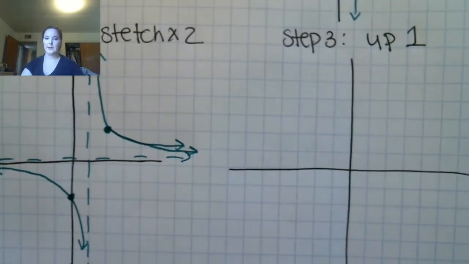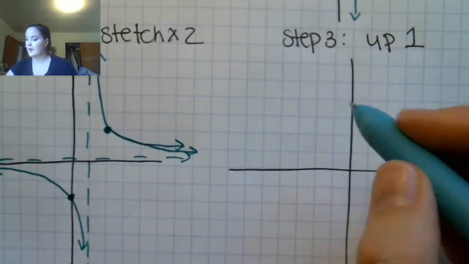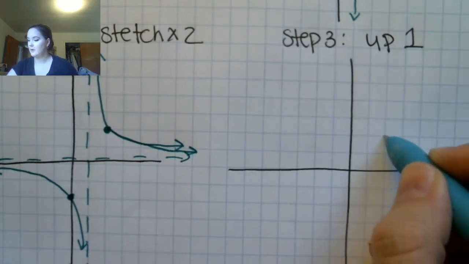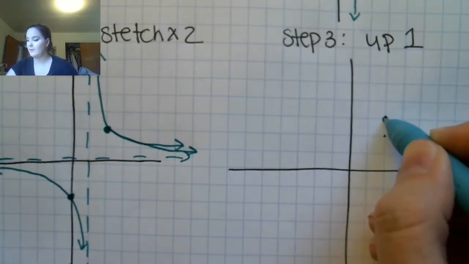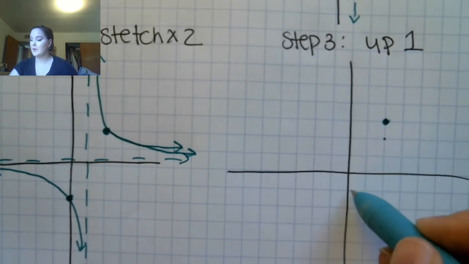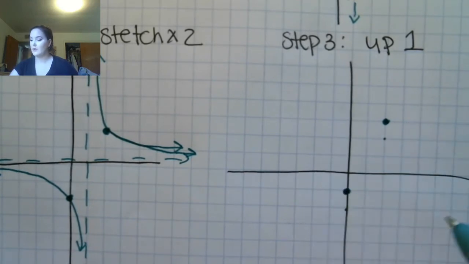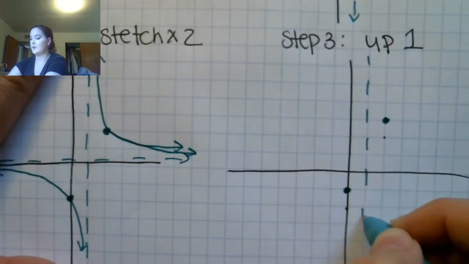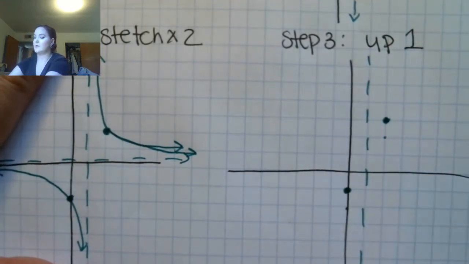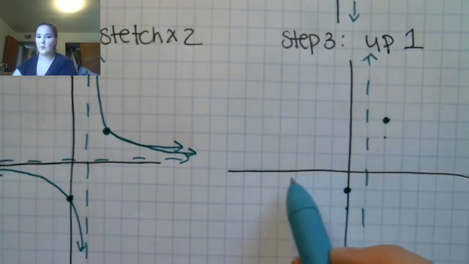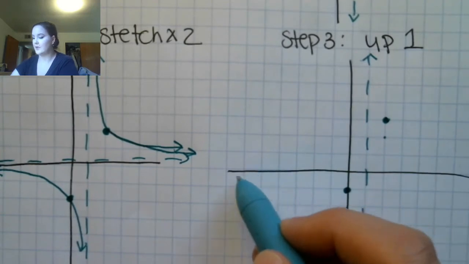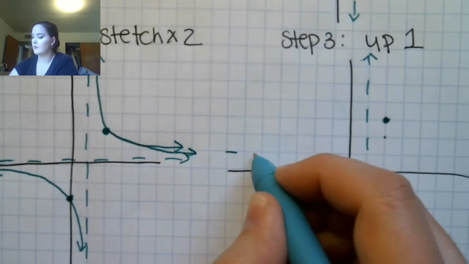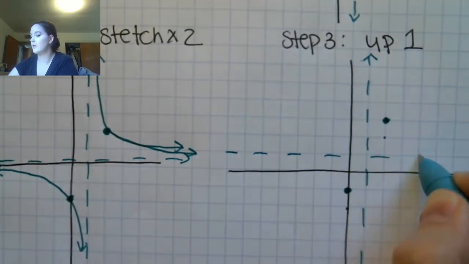Okay, so I'm going to take my key point that was here at 2, 2, and I'm going to shift it up 1. I'm going to take my key point that was here at 0, -2 and shift it up 1. When I shift that vertical line, it doesn't really shift, right? Still looks the same. But when I take this horizontal line and shift it up 1, it's going to shift from 0 to 1.